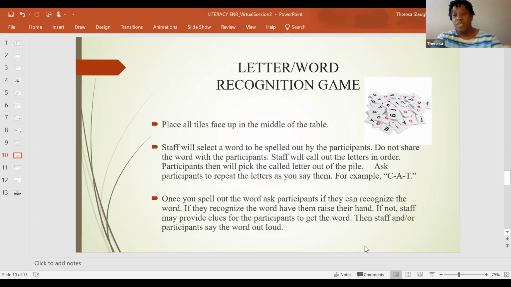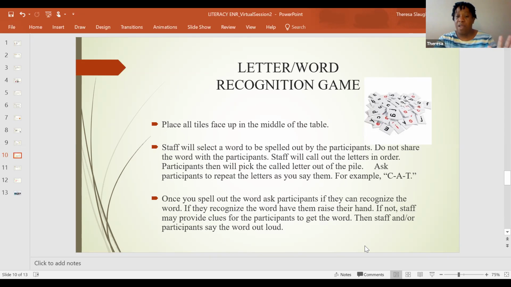With this, I would use the letter tiles, or I would go back to my Bananagrams. I'm going to place them face up in the middle of the table so that the kids are able to see the letters. I will select a word for the kids to spell out. I will not share the word. So let's say, for example, I have the word cat. I'm not going to share that with any of the kids. Then I'm going to spell out the word, and when I say a letter, the kids will pick that letter from the pile.